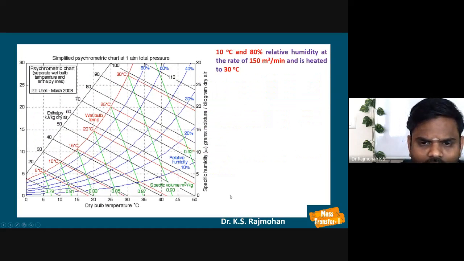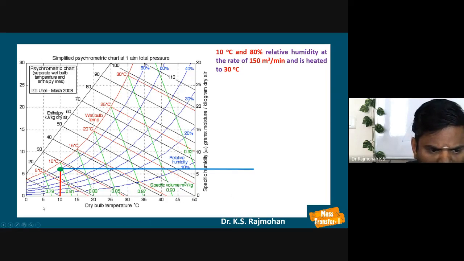So if you go through the data, given data is 10 degrees Celsius and 80% relative humidity. Volumetric flow rate is given, 150 meter cube per minute. Okay, mass flow rate can be determined. Heat transfer rate is Q equal to m dot delta T, right? Okay, or m dot delta H. You can find that also. Okay, so if you do this one, 10 degrees Celsius, 80% relative humidity, you can mark that point, green color. So you are marking it here.